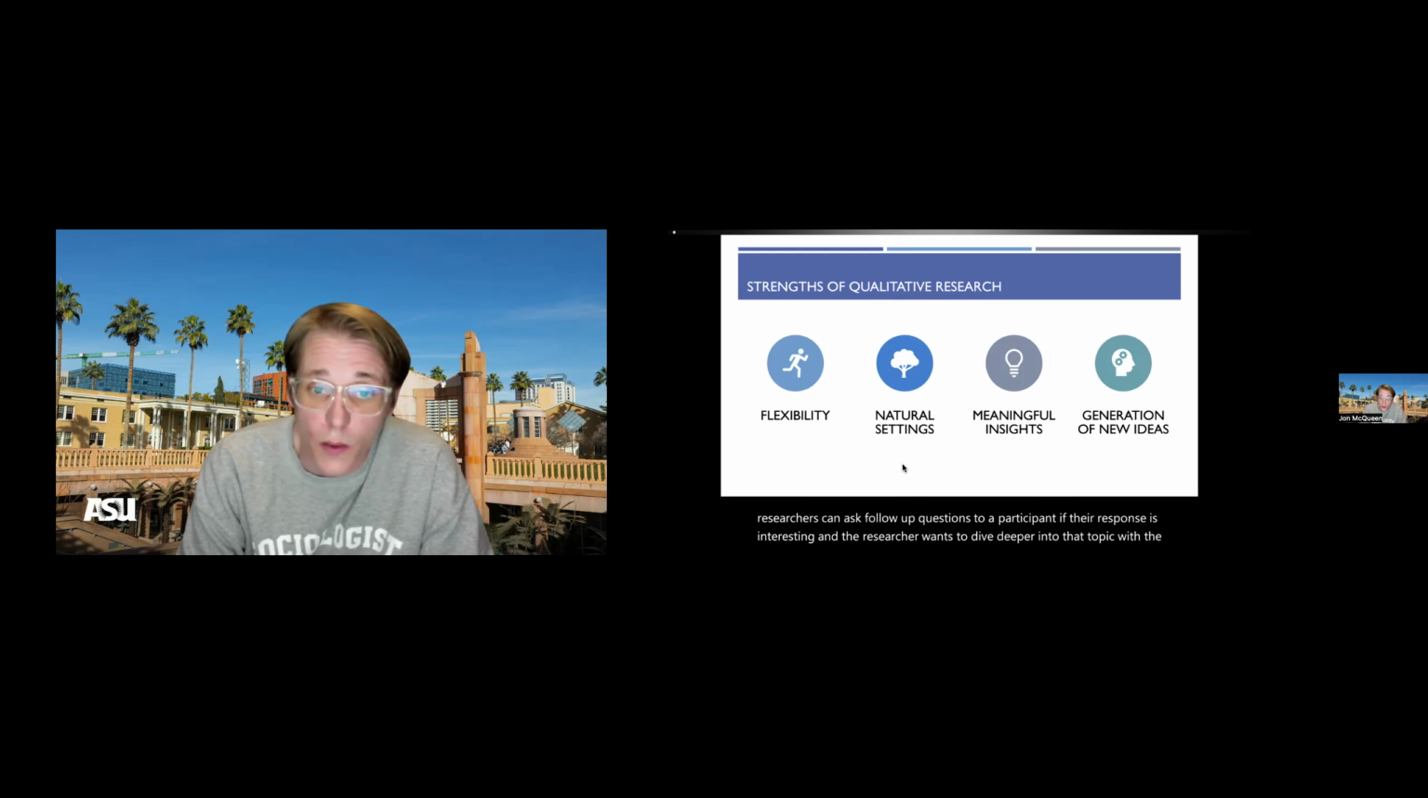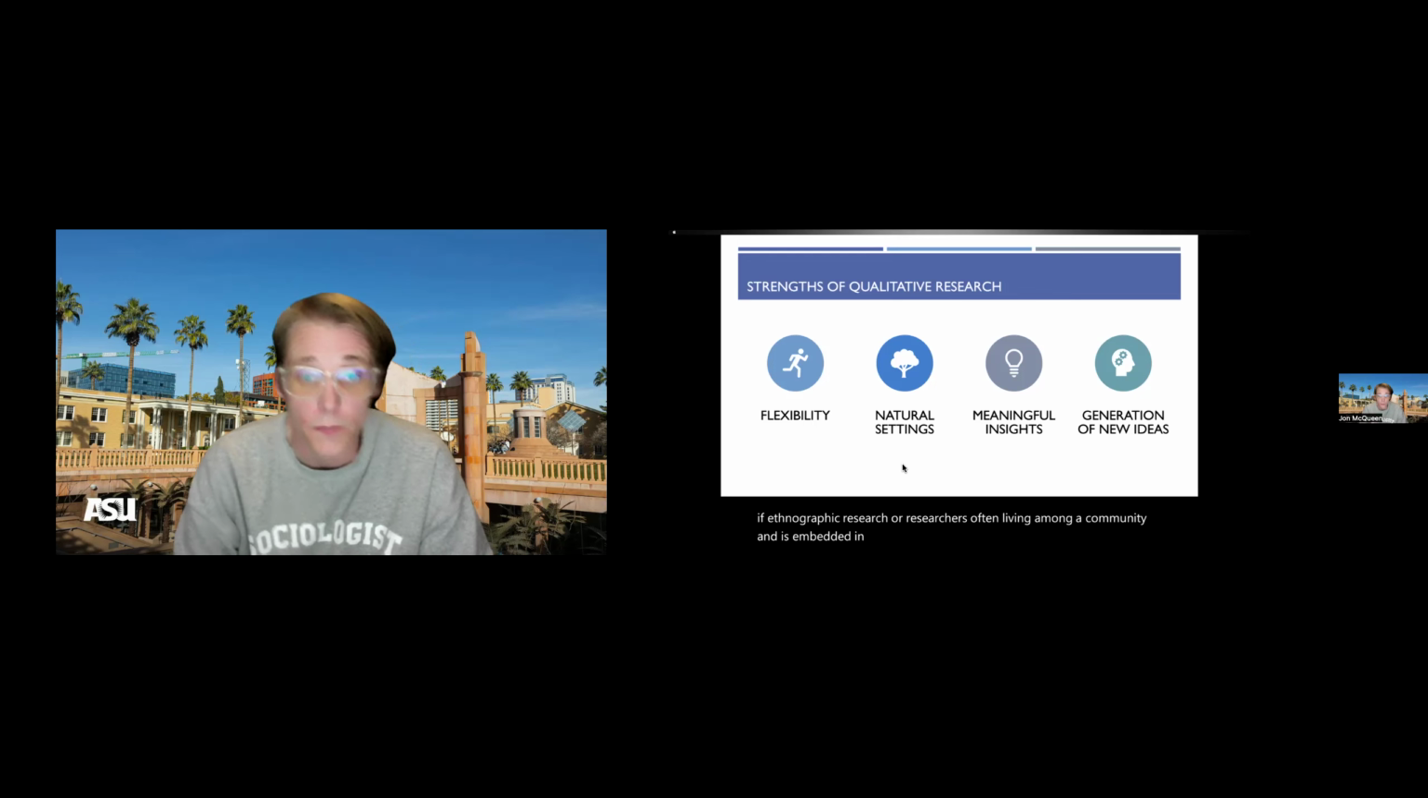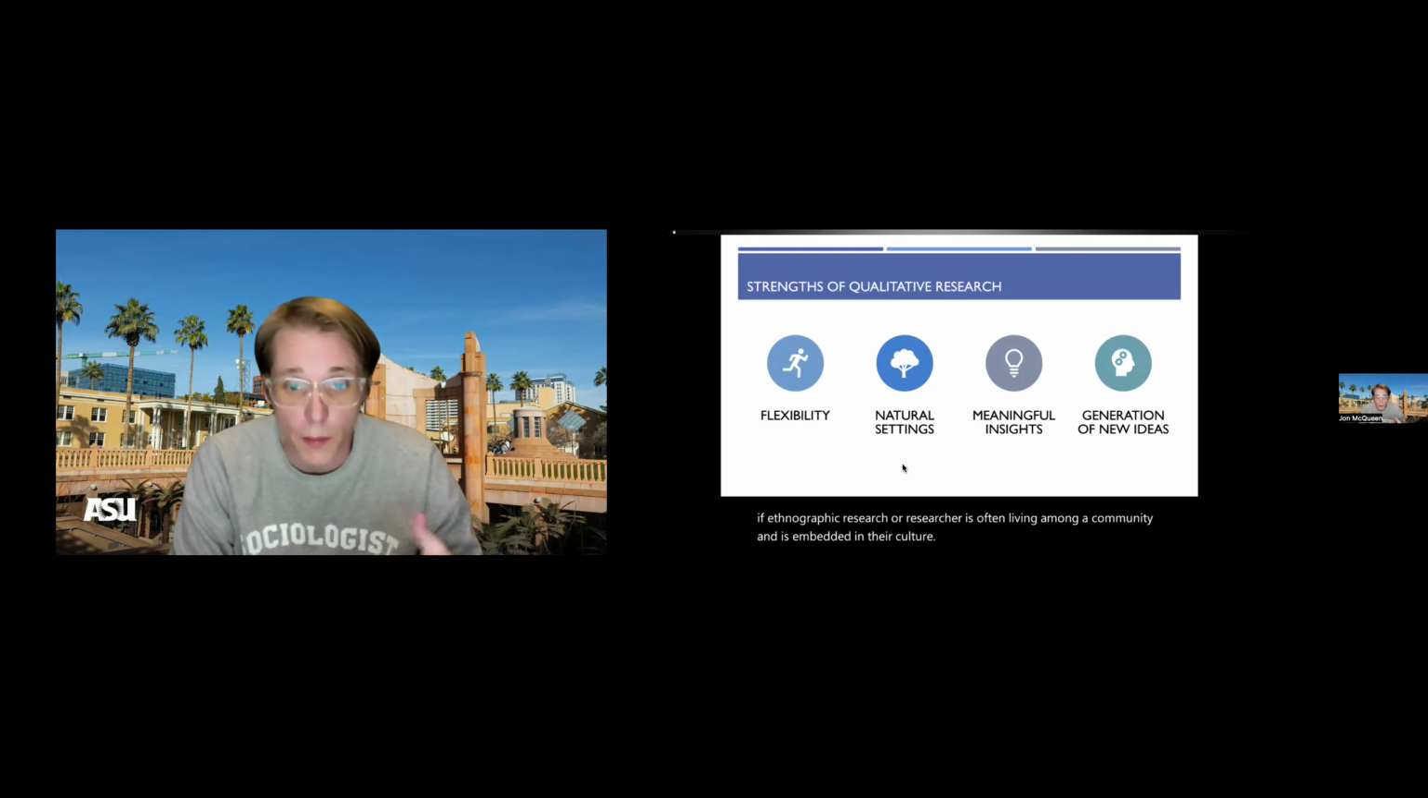Another strength is that qualitative research is more likely to occur in a natural setting, so you're not putting someone outside of their natural environment, which allows them to feel comfortable. For example, in ethnographic research, a researcher is often living among a community and embedded in their culture in order to learn about it. This natural setting allows them to learn more about the community.